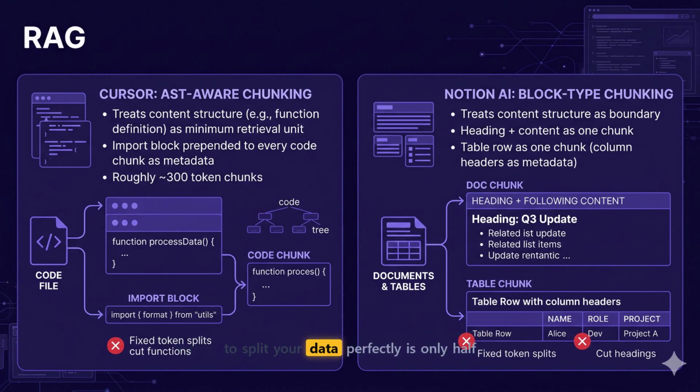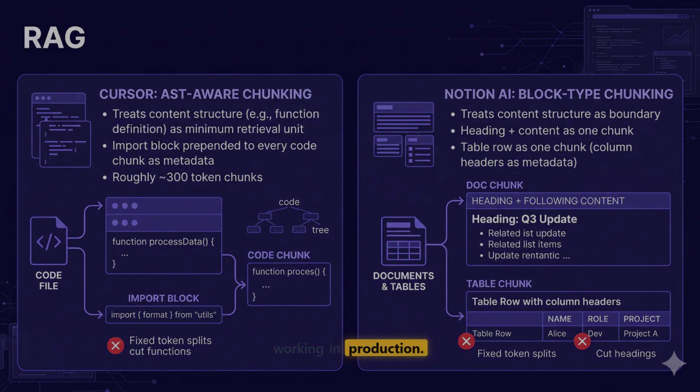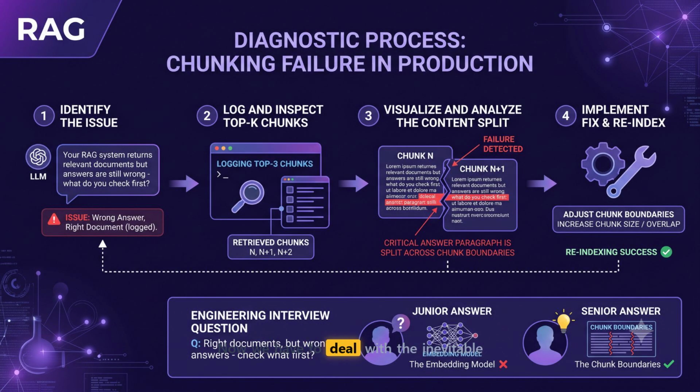But knowing how to split your data perfectly is only half the equation. Once these structured chunks are created, how do we evaluate if they are actually working in production? Now we have to deal with the inevitable. What does a chunking bug actually look like when your application is live?